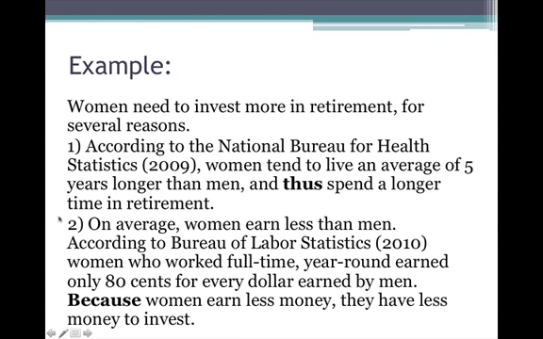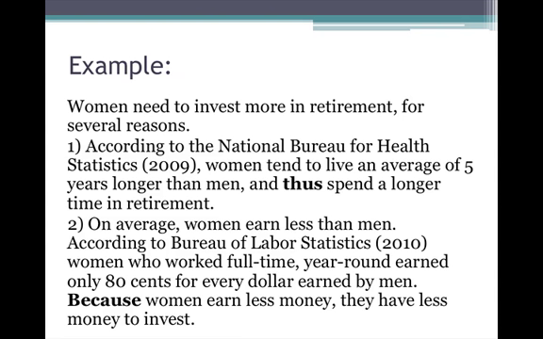Something similar is going on with number 2, only there's actually 2 levels here. Let's start by looking at our premise indicator word because. It says because women earn less money, implicitly meaning less money than men, we could assume that this is going to be a premise. But a premise for what? Well, it's a premise for the claim that women have less money to invest. So here we've got a premise, women earn less money than men, leading to the conclusion that women have less money to invest. And it's this claim that women have less money to invest, which in turn is being used to support the claim that women need to invest more in retirement.